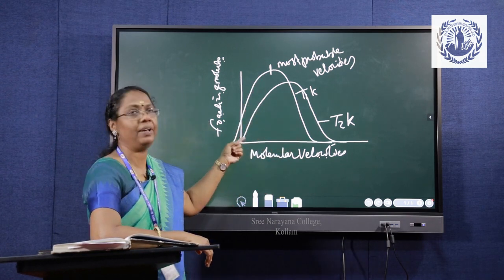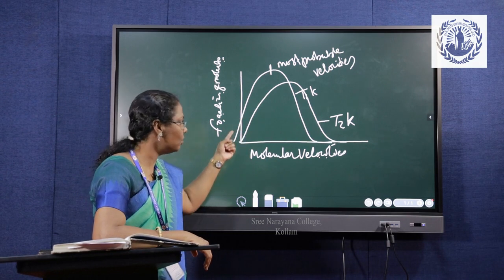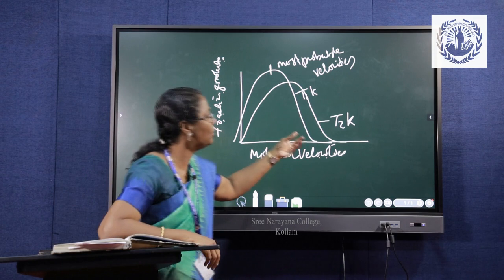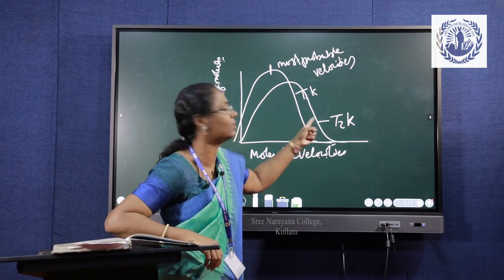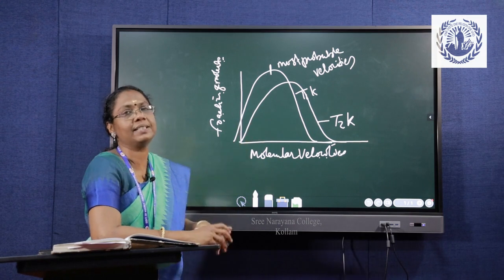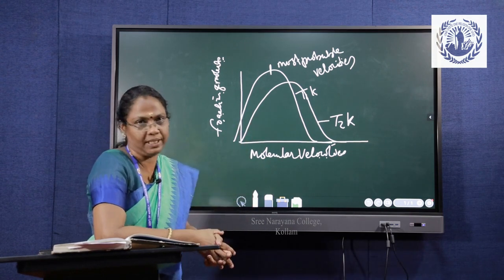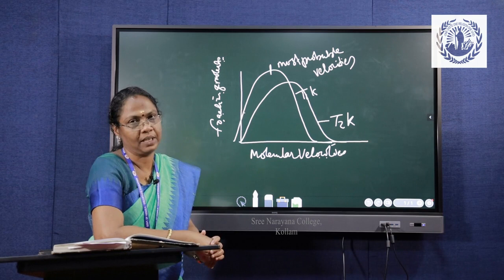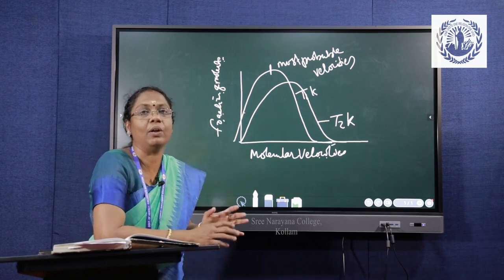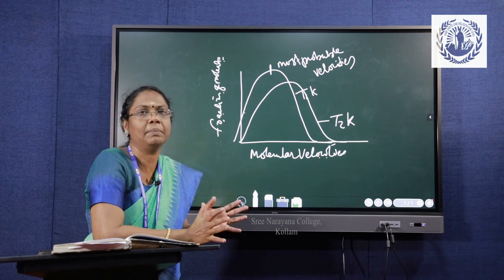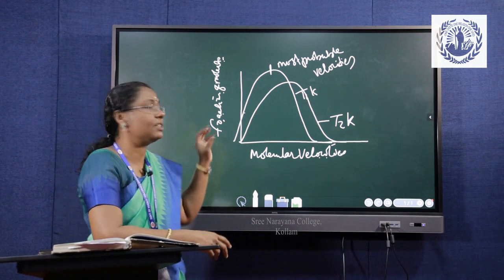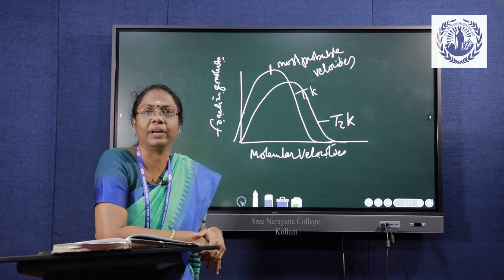And from this graph, we can understand that the molecules which possess the lowest velocities are very few, and the molecules which possess the highest velocities are also very few. The intermediate molecules possess velocities very close to the average velocity, which is shown by the curve. The peak of the curve shows the most probable velocity, that is the velocity possessed by the maximum number of molecules. And the first curve is shown at a particular temperature, T1 Kelvin.